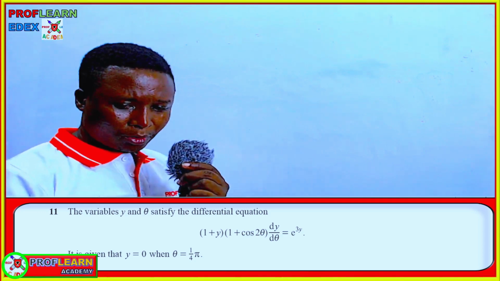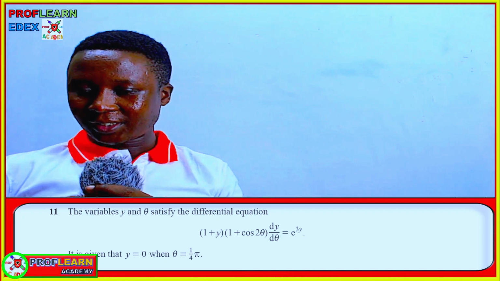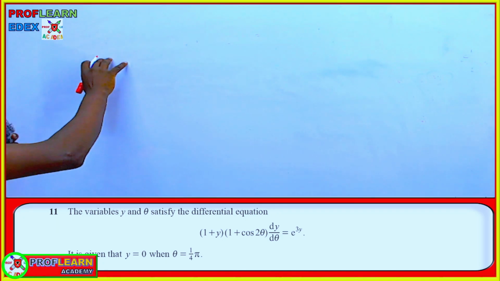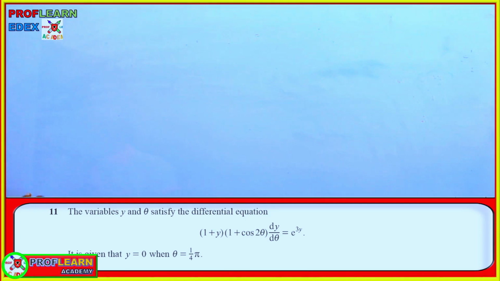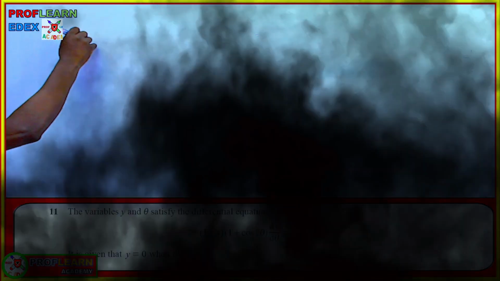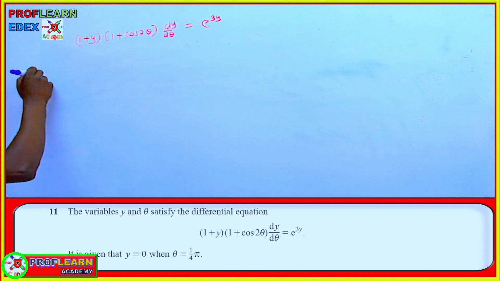So let us just dive in so that we can see what you are supposed to do when you are given such kind of equation. So I will start by writing how the differential equation was given, and the differential equation is actually given as 1 plus y. This part, so that I can rearrange that. Let me just rearrange it so that you can see exactly what I'm trying to say.